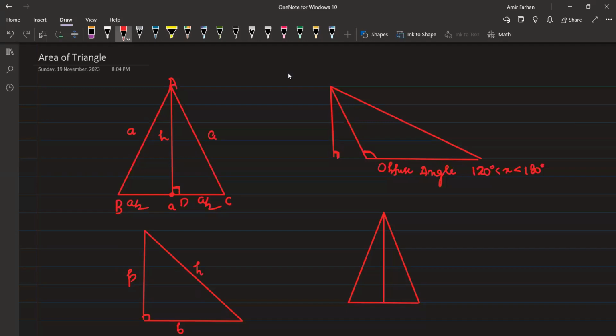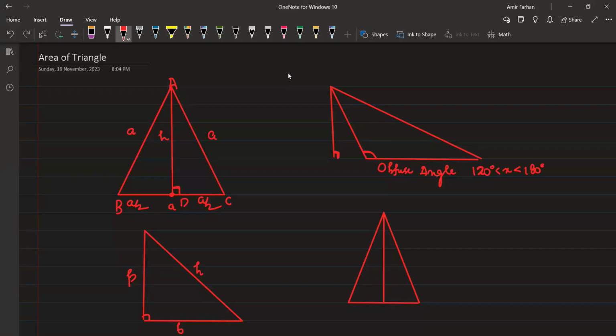is in from which we can calculate the area of the triangle, that is Heron's formula. This formula is based on the sides of the triangle. In that case we don't need any specific height or base, we just need the sides of the triangle, and even if we do have those things we can easily calculate.